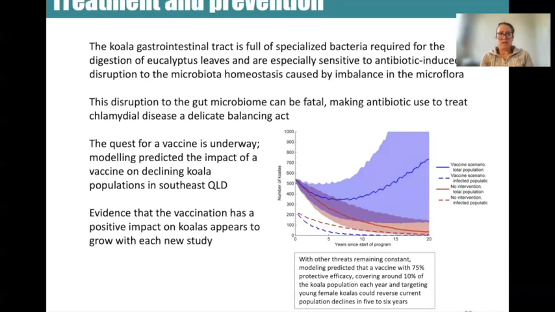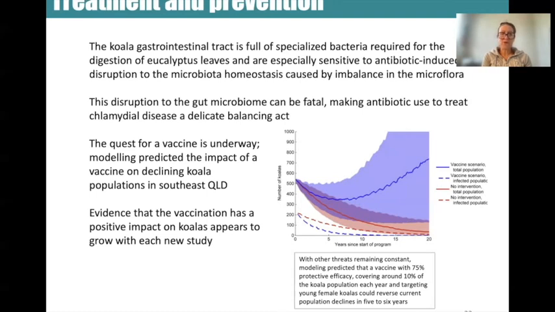Treatment and prevention. So the koala gastrointestinal tract is full of these specialised bacteria that are used for digesting eucalyptus leaves. And these bacteria are especially sensitive to antibiotic-induced disruption to their microflora. So this disruption to the gut microbiome can be fatal, and so this makes antibiotic use a very delicate balancing act.